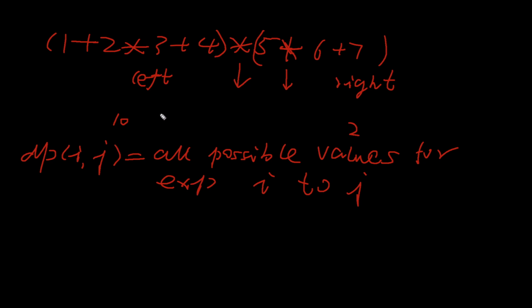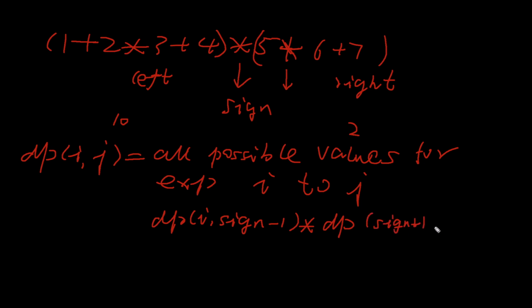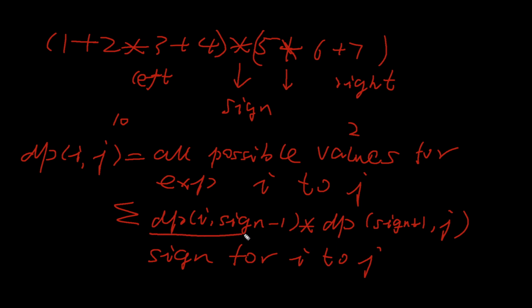And then what's going to be the state transition? Like I said, we have to try all the possible signs as the last operator between i and j. Let's say we have a sign, then we have dp of i to sign minus 1, times dp of sign plus 1 to j. And then we have to summarize this for all the signs from i to j.